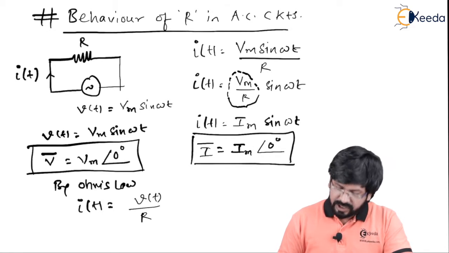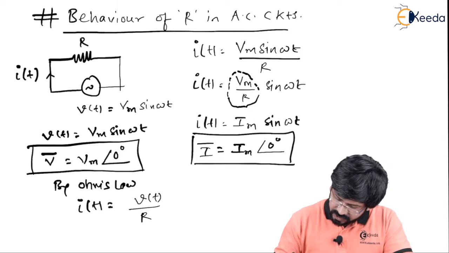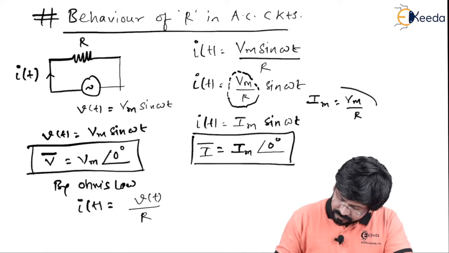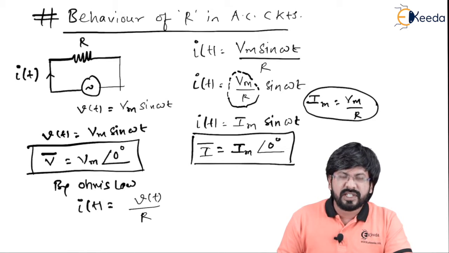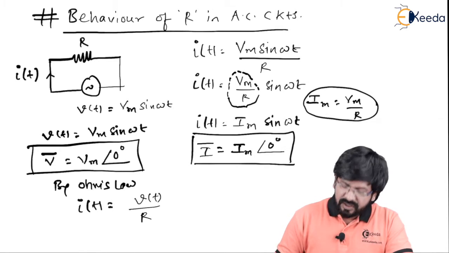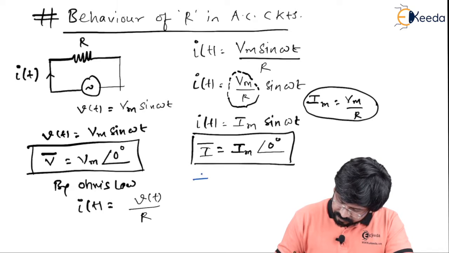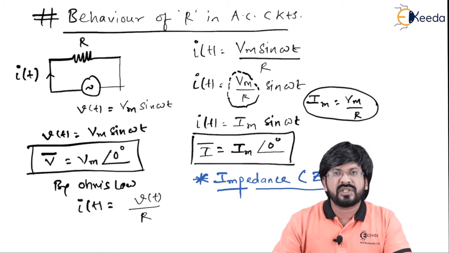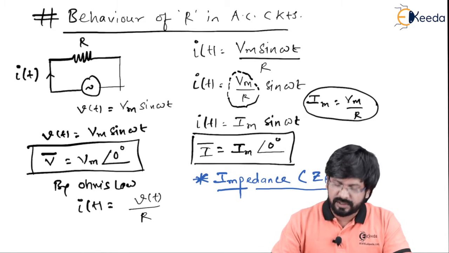V vector and I vector we already have. Do not forget, here Im is nothing but Vm by R. After this, we will see the next segment where we will calculate impedance, that is ZR, which means impedance of the circuit when only resistor is present.